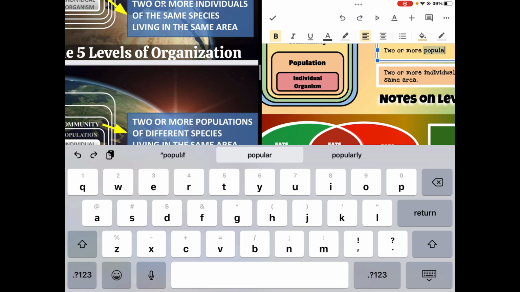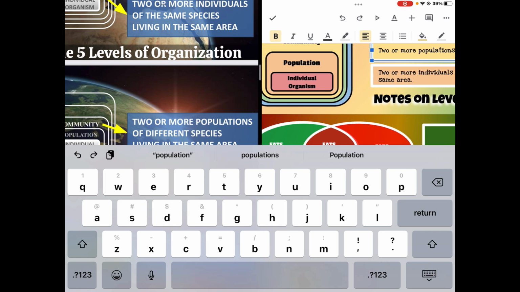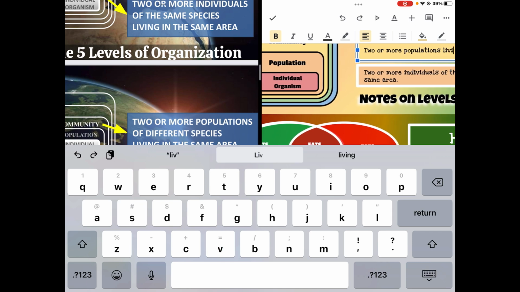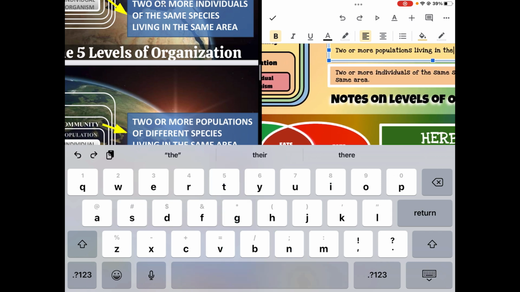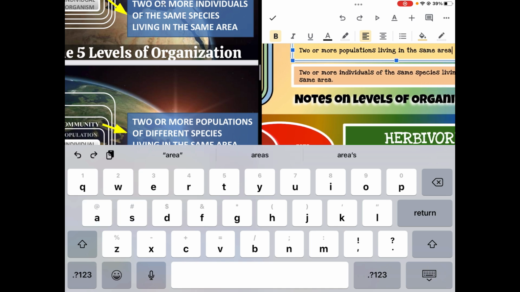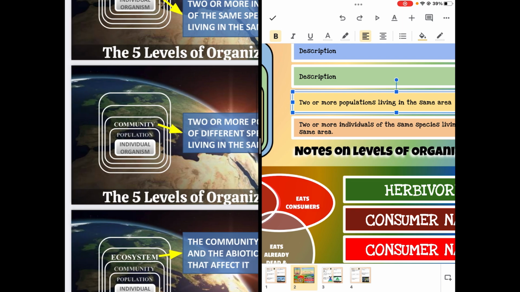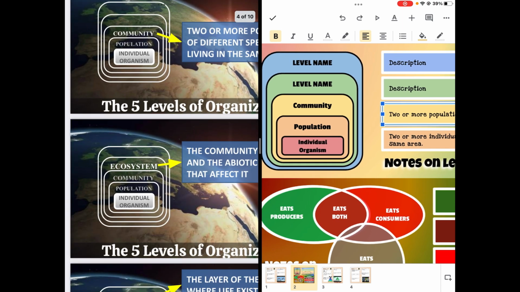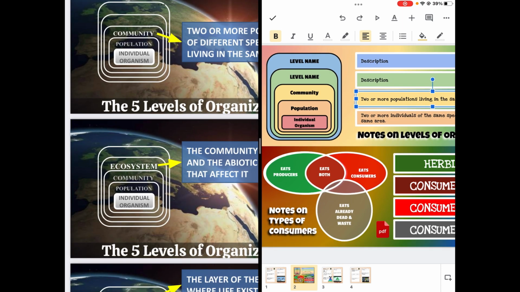populations living in the same area. And so that one's done. And then I'd go do the next one. The next one would be ecosystem. So I would change this green one to ecosystem and so on. So those are a point apiece.